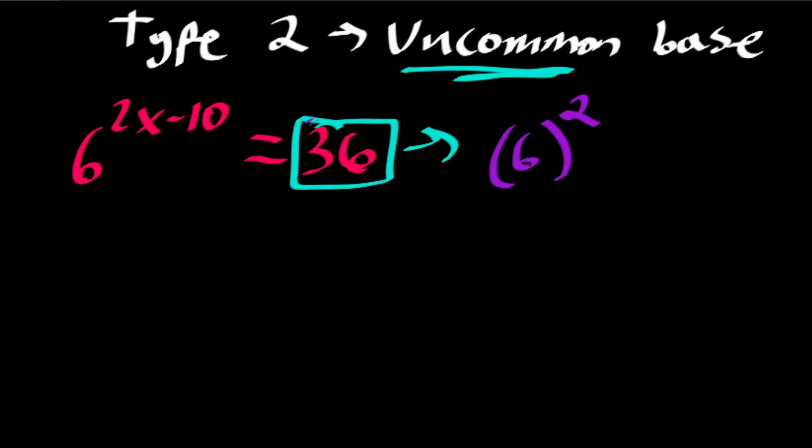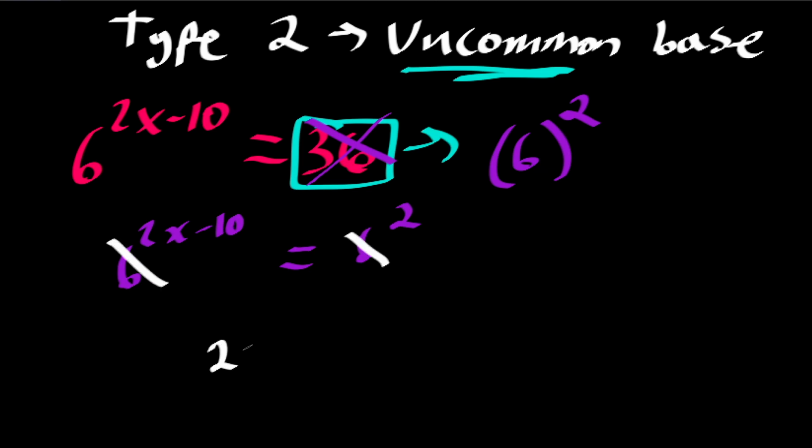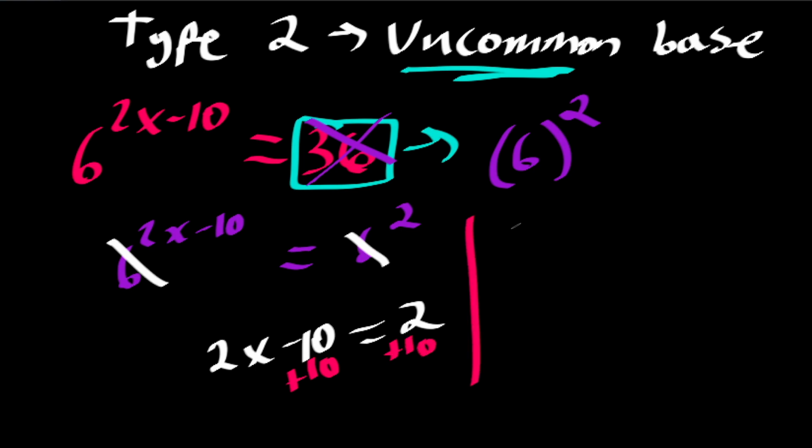So now if I get rid of this 36, and I rewrite this, 6 to the 2x minus 10 equals 6 to the second power. Now this looks exactly like the first few problems. This would now be a type 1 equation. So we would cancel our 6s. 2x minus 10 is going to equal 2. And now we can just solve this equation, which I'll do quick. Plus 10, plus 10. Let's see, 2x equals 12. So x will equal 6.